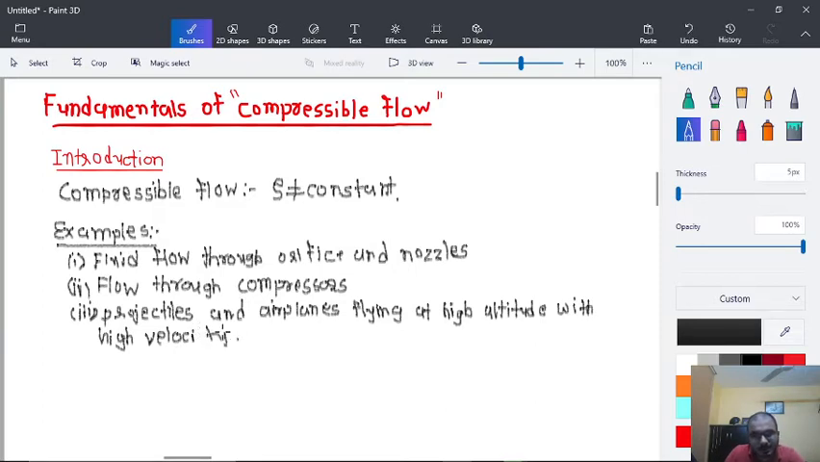So here in such cases the density changes, and because of the change in density the pressure and temperature will also change. So the thermodynamic behavior is different from the incompressible flow. Now we will quickly revise a few topics, that is thermodynamic relations.